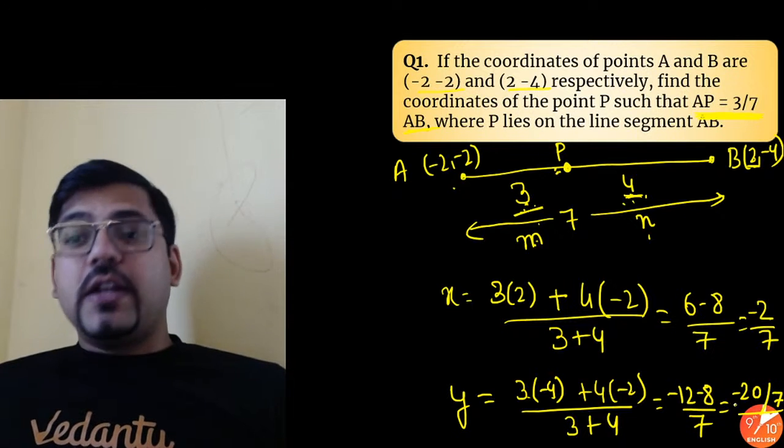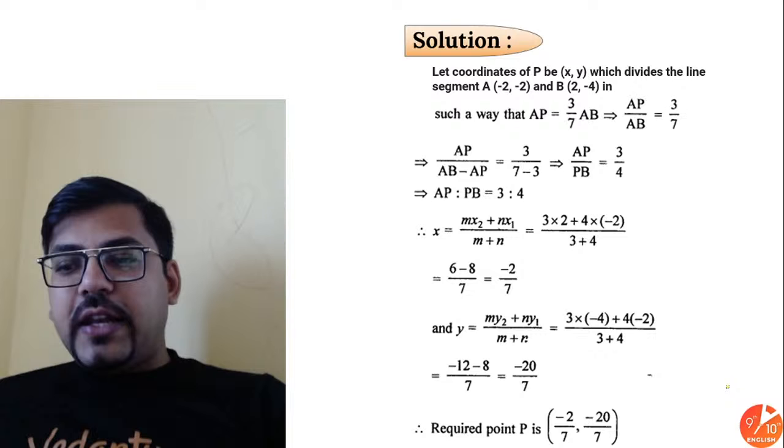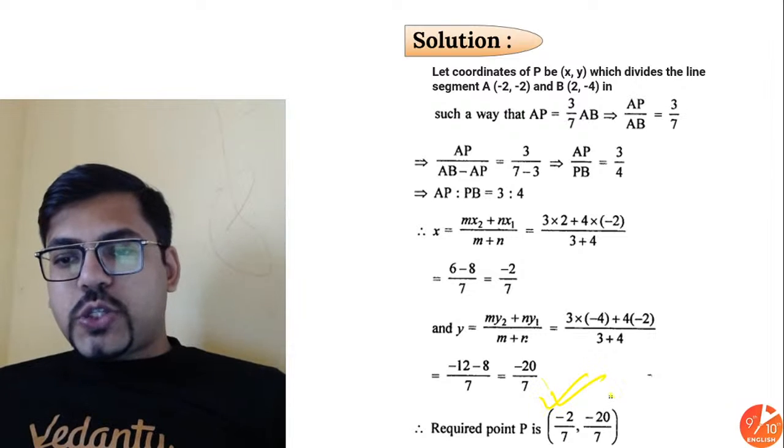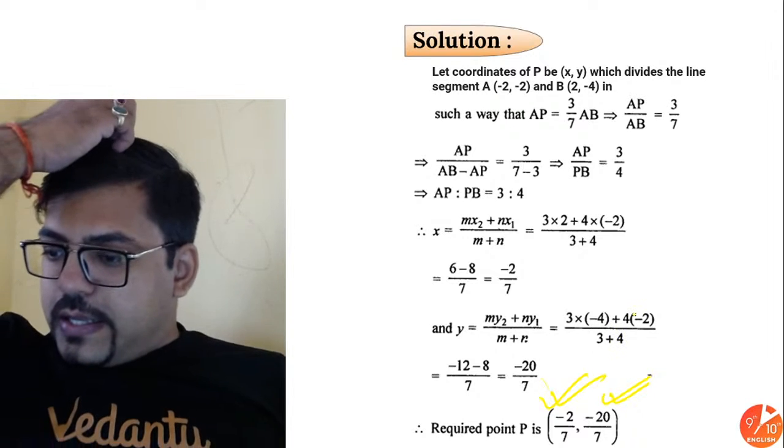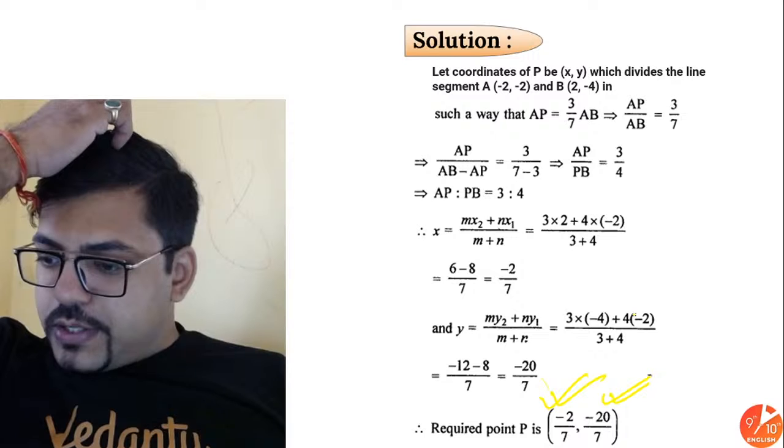Minus 20 by 7. So what did you get finally? You got an answer minus 2 by 7 and minus 20 by 7. Did all of you understand?